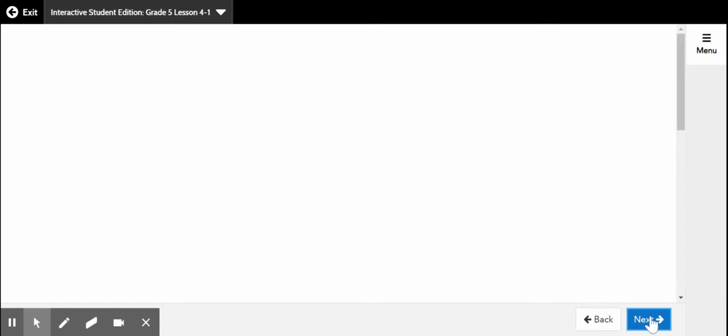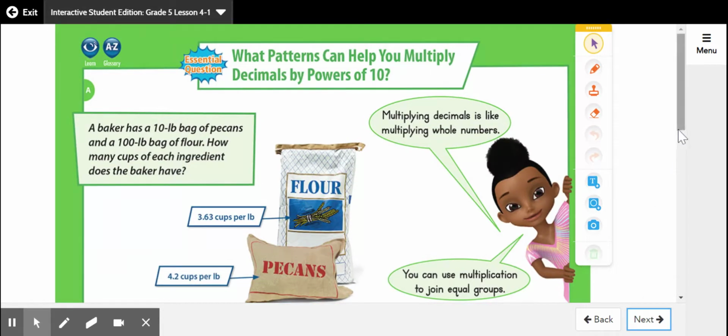All right, let's go to page 166. Awesome. So now it sounds like she's going to make a cake. She's a baker. Let's read what she's doing here. A baker has a 10-pound bag of pecans and a 100-pound bag of flour. How many cups of each ingredient does the baker have?